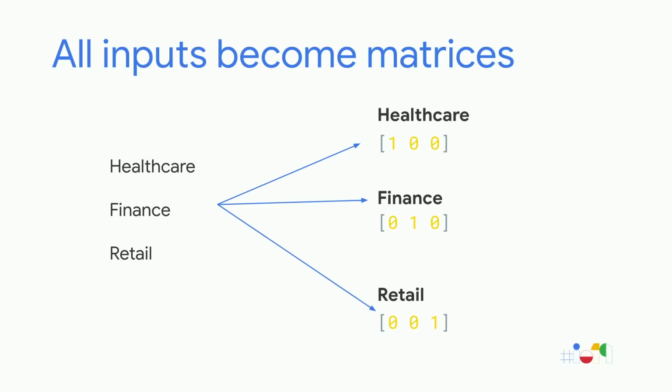So maybe you're thinking, wouldn't it be easier if we just numerically encoded these: healthcare 1, finance 2, retail 3? We could do that. But then our model would interpret these as continuous numerical values. So it would assign higher weight to retail. It would say retail is greater than finance, which is greater than healthcare. And we want our model to treat all these inputs equally, which is why we one-hot encode them.